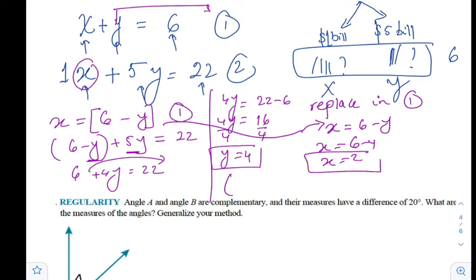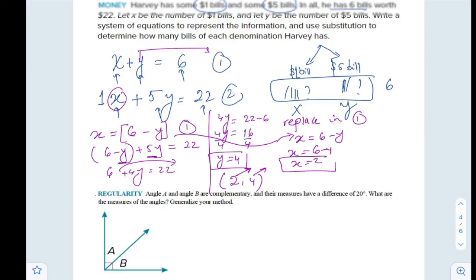Now it ends up with 2 and 4. That means we have 2 $1 bills and 4 $5 bills. Of course, the sum of bills is 6, right? If you check in equation 2, then the total value will be $22. This is how we deal with real life application.